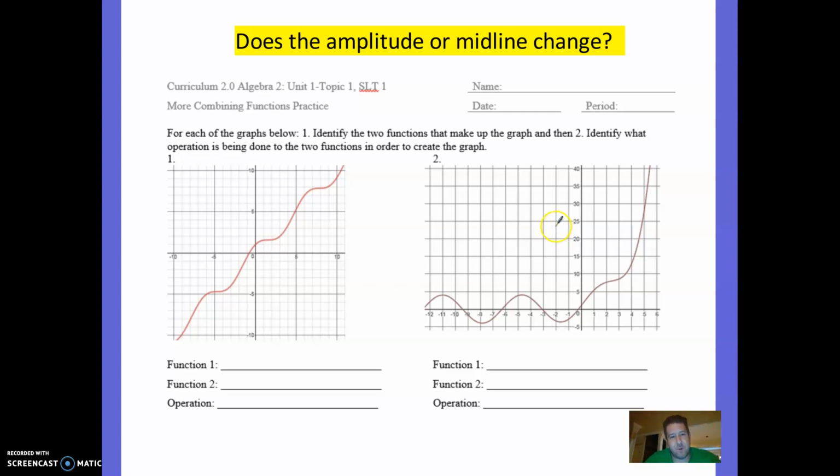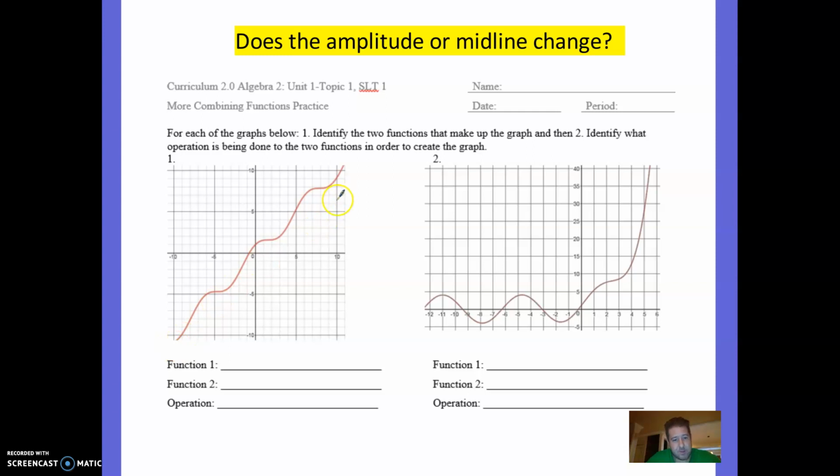This is Unit 4, Topic 1, SLT3. It's really just a continuation of the last video, and we're doing some more examples, and we're identifying what two functions it takes to make the given graph. So we're combining functions. We're either adding them or multiplying them.